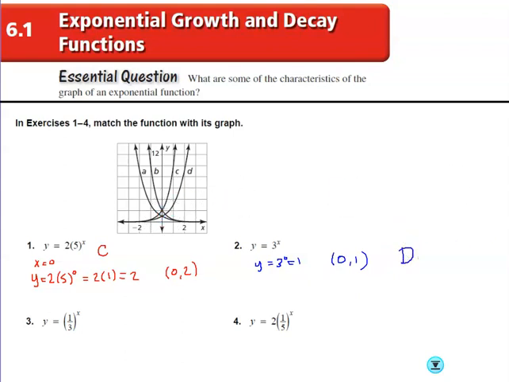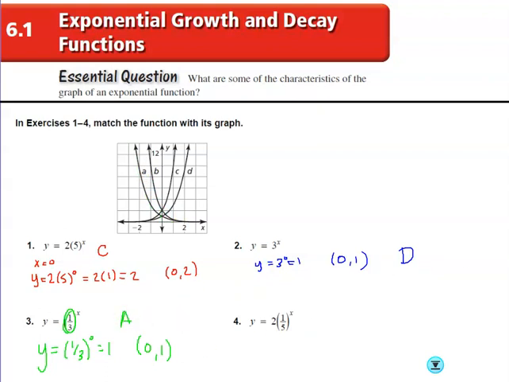Number 3, I have a decay function, and I know it's decay because this base of 1/3 is less than 1. If I plug in a 0, I've got 1/3 to the power of 0, which is 1, so I have the point 0, 1. 0, 1 is here, and it is decay, as we've already talked about, which means my graph must be A.